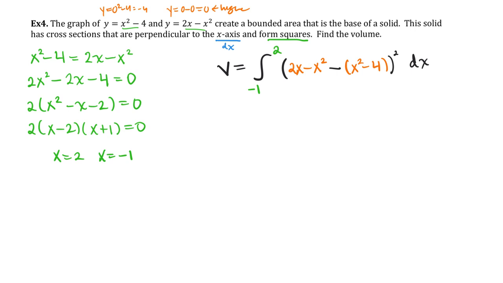Okay, now if this is a calculator problem, there's no need to simplify it unless it is helpful for you to simplify it. I'm going to simplify it because I would rather type a little bit less in my calculator. So 2x minus x squared. If I minus the x squared, I get negative 2x squared. And then that's a positive 2x. And then if I minus 4, I get positive 4. And then don't forget that you are squaring this.